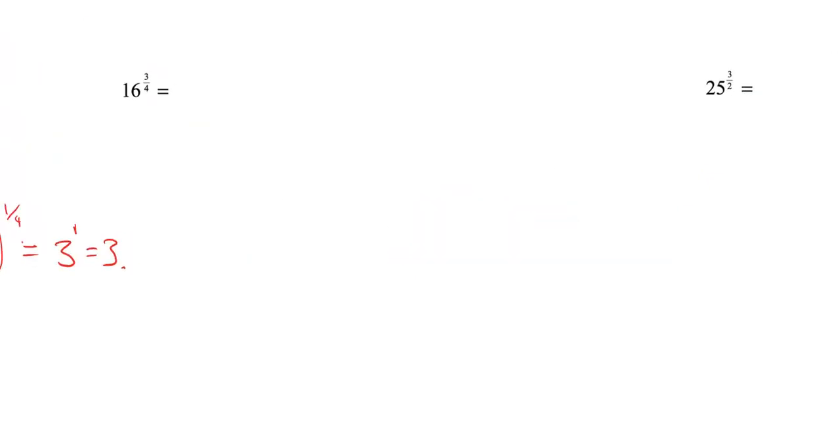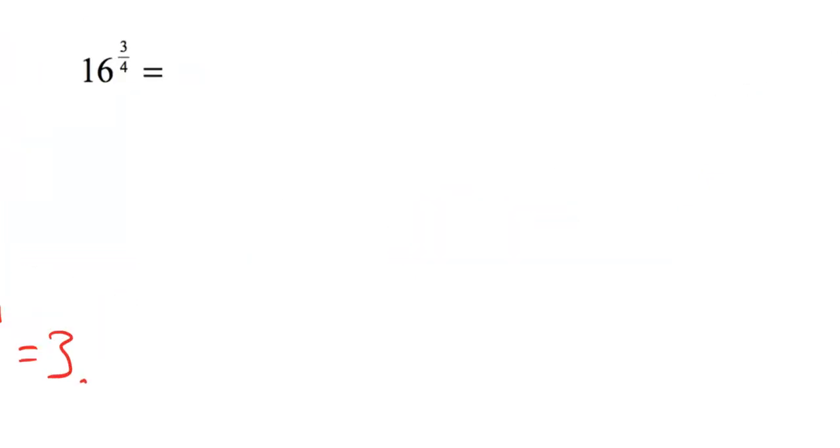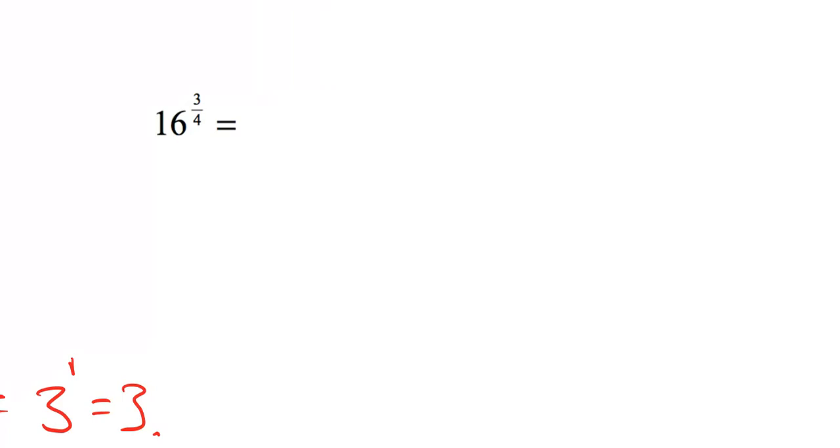Okay, let's take a look now at some other examples. Now, 16 to the 3 quarters. So far you've not come across anything like this yet. Let's see if we can figure this out. Now, we could do 16 to the quarter very easily. So what I want you to think about is writing this as 16 to the quarter cubed. We know this is equivalent because we can multiply that 3 by a quarter to get the 3 quarters. So we're like splitting it into two pieces.